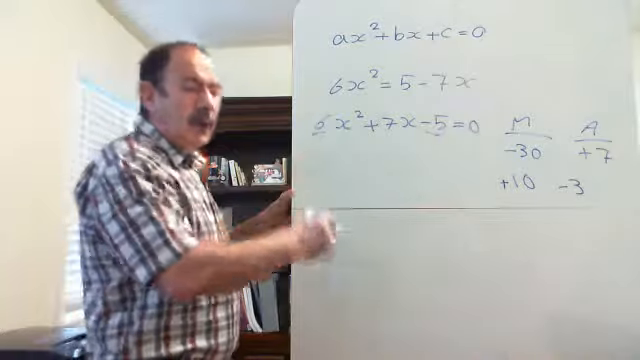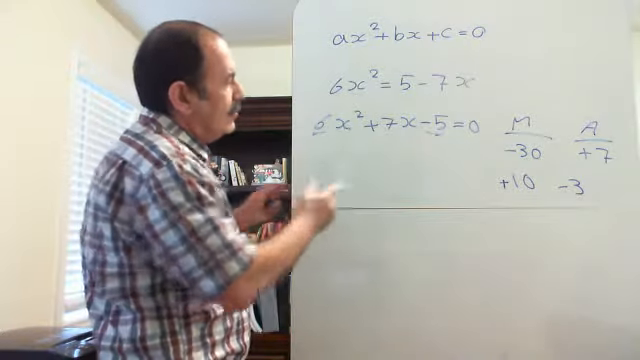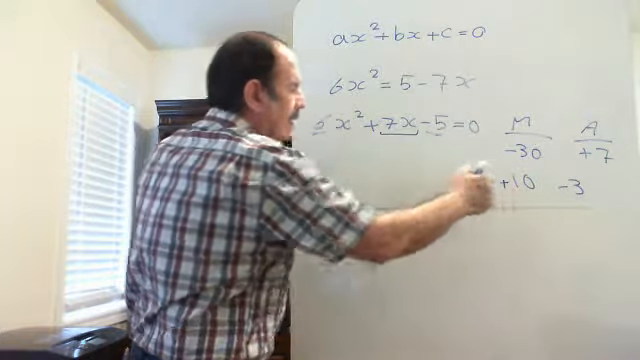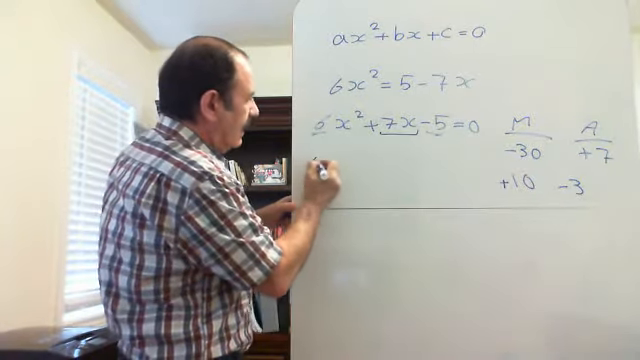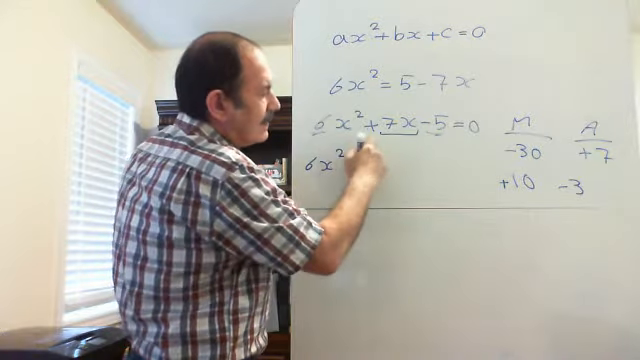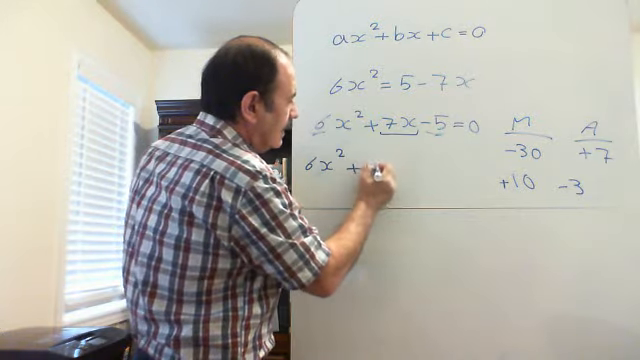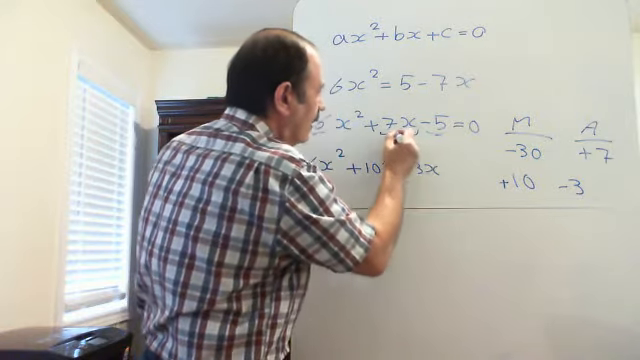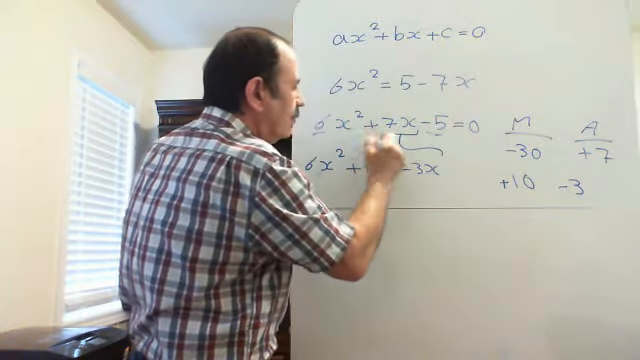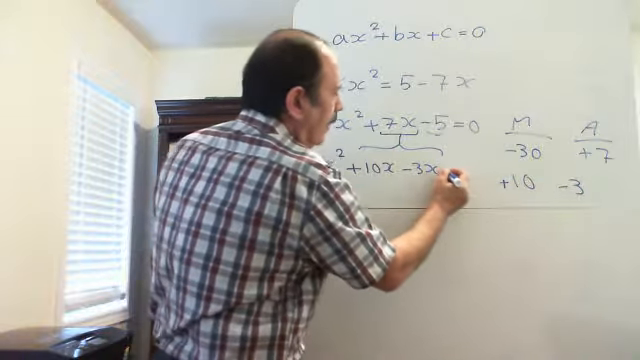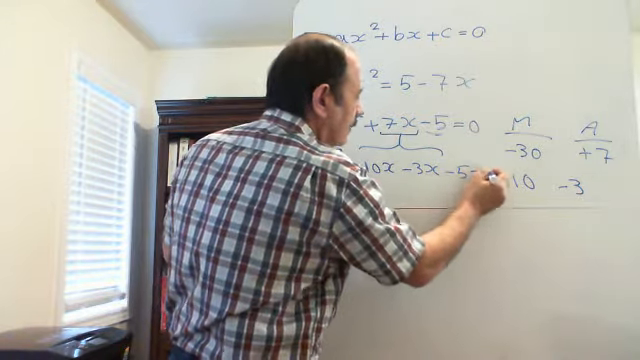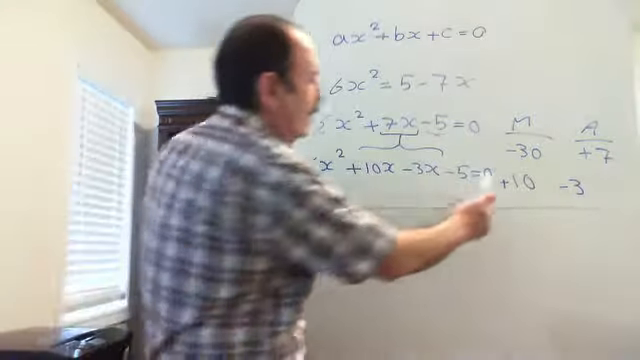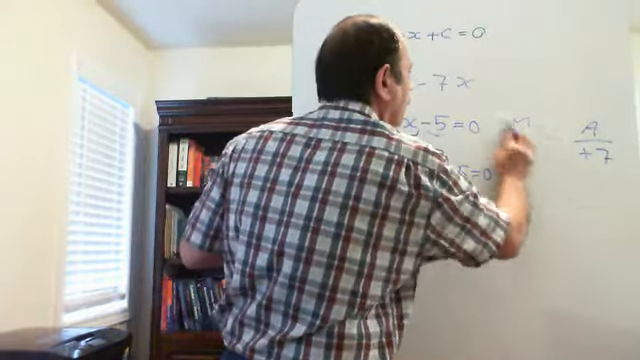Now, what is the next step? I should separate the middle term into two terms using these numbers. I can write it as 6x squared, and instead of 7x, I can write plus 10x minus 3x, minus 5 equal to 0. Can you see I changed this middle term to these two terms using these numbers. Okay, let me erase this one. I don't need this part anymore.